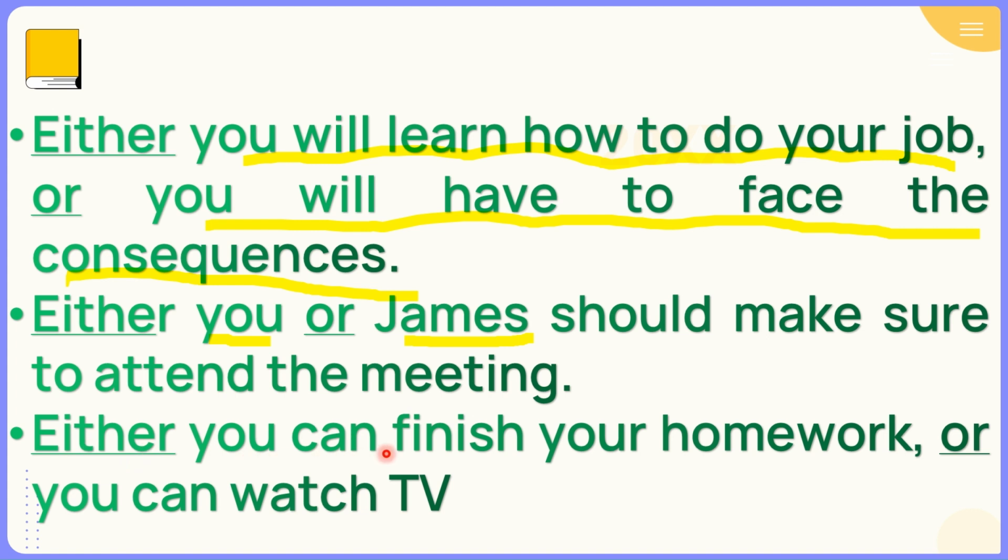Either you can finish your homework or you can watch TV. So in this case, either or is joining two clauses. Let me put a full stop here. It's joining two clauses. Either you can finish your homework or you can watch TV. So that is how the correlative conjunction either or works.